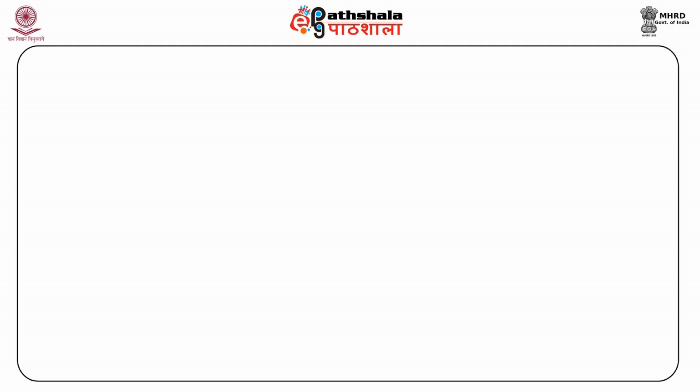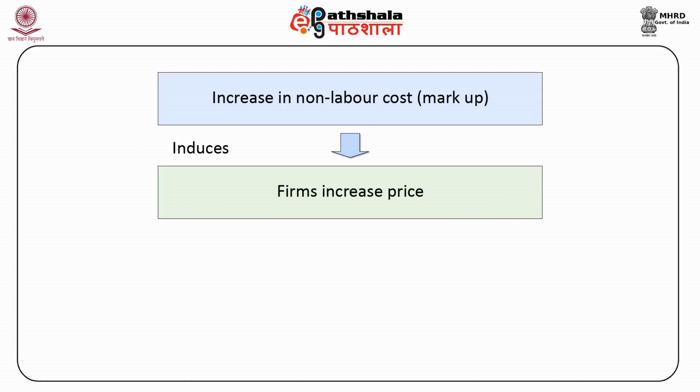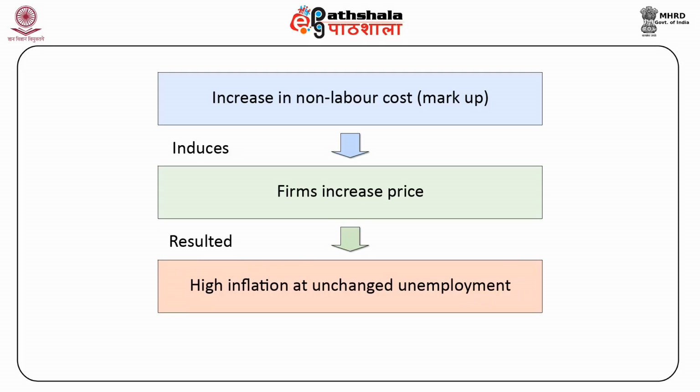The oil price shock of 1973 and 79 led to an increase in non-labor cost, or the markup, that induced firms to increase the price of the goods that they were producing. This resulted in an increase in inflation even though the rate of unemployment remained unchanged.